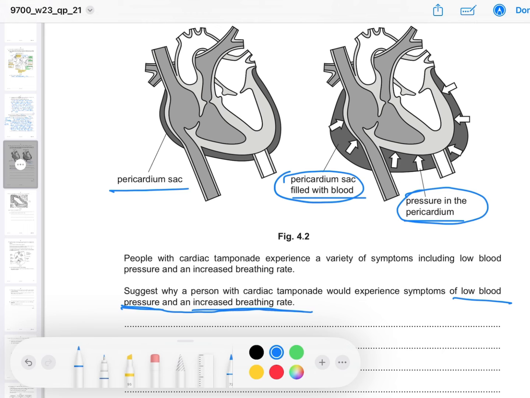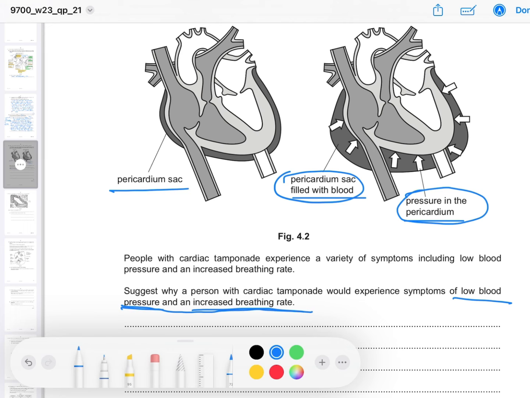when blood is filled in pericardium, it would exert pressure on the ventricles. This would reduce the volume of ventricles, and the ventricles would not get completely filled up when blood flows into the ventricles through the atrium before systole. So when the ventricles do not get completely filled up, a smaller volume of blood is pumped out of the heart during the systole.